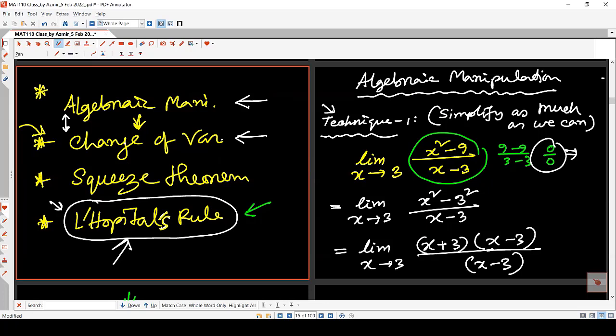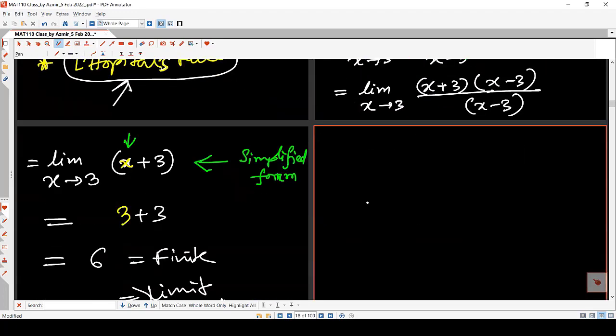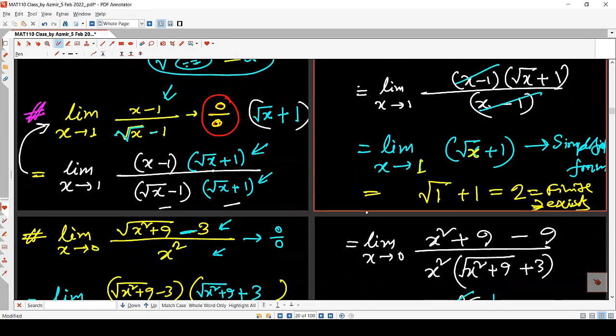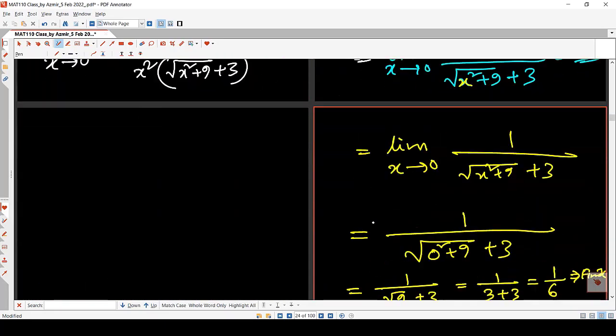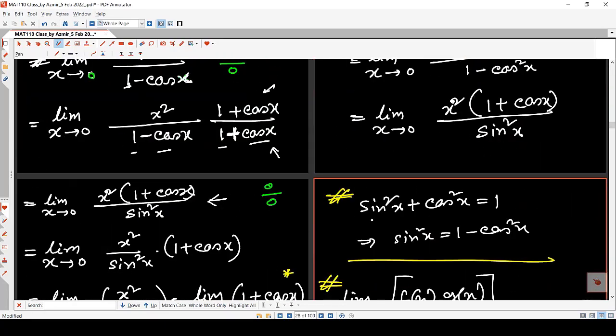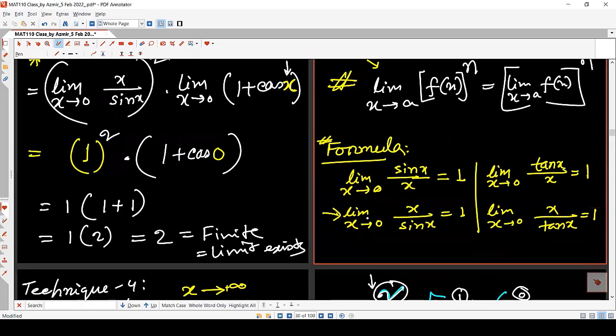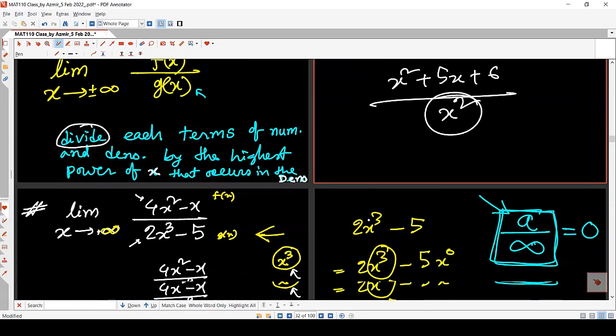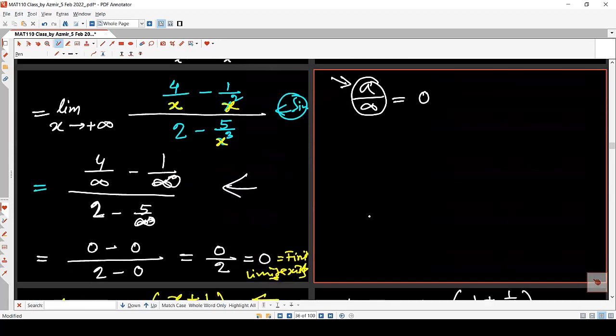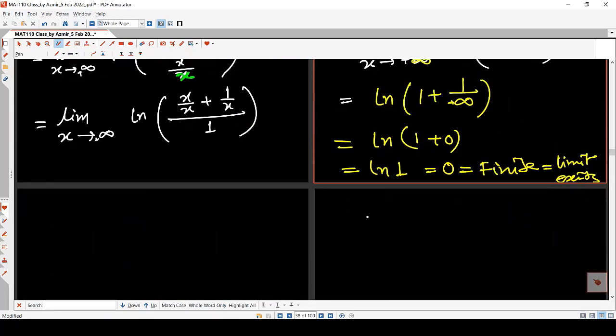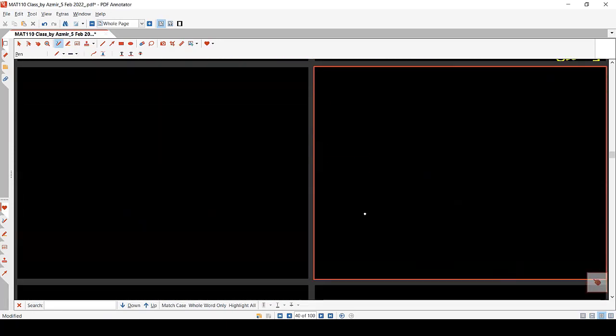change of variable says that we have to change. Suppose for this example, here we have x that should be changed to another variable to compute the limit, okay? That means our target is to make a simplified version of the given problem. So for that, sometimes we need to change the variable. So we are starting now change of variable.